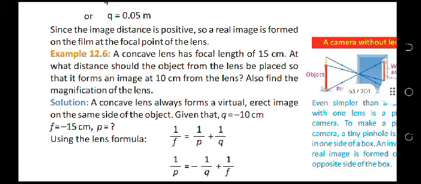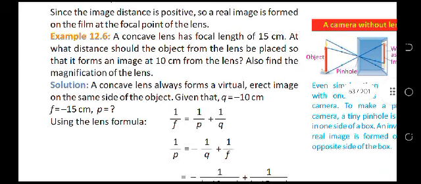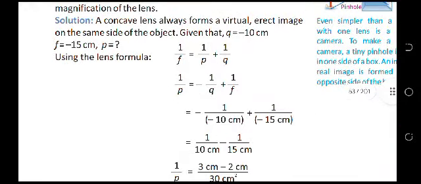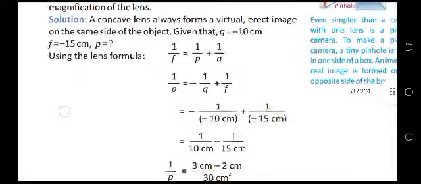Example 12.6. A concave lens has a focal length of 15 cm. At what distance should the object be placed from the lens so that it forms an image at 10 cm from the lens? Also find the magnification of the lens. Solution: a concave lens always forms a virtual, erect image on the same side as the object. Given q = -10 centimeter, f = -15 centimeter, p = what, using this lens formula.